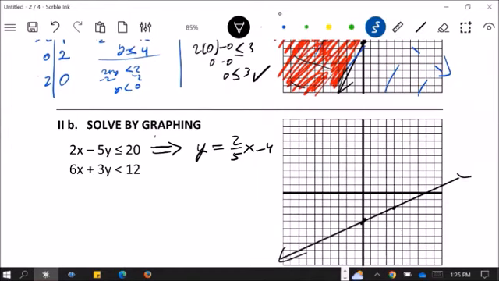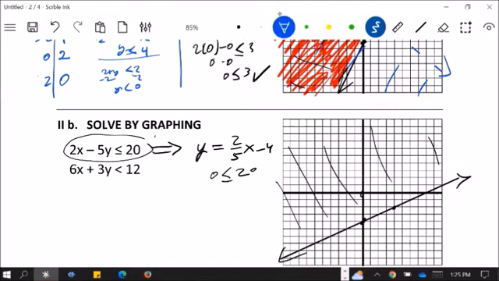And it is supposed to be a solid line. And then I'll check (0, 0). Going back to the original, becomes 0 minus 0, or 0 is less than 20. And that is true, therefore this area would be shaded. Now let's do the other one here. Okay, 6x plus 3y less than 12 becomes y equals -2x plus 4.